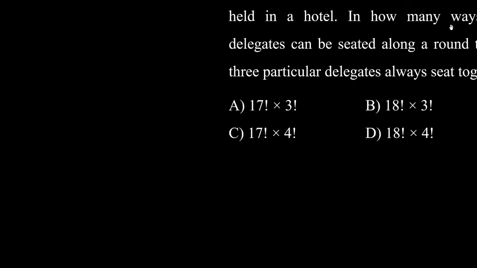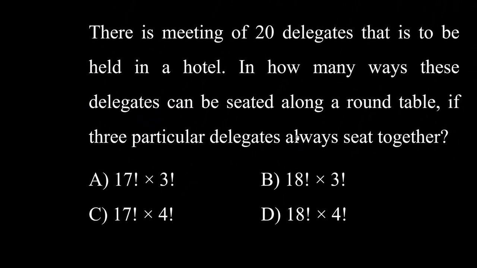Now, let me see how many of you can solve this question. There is a meeting of 20 delegates that is to be held in a hotel. In how many ways can these delegates be seated along a round table if three particular delegates always sit together? They have to be together, three people. Now, how many ways can you arrange them? Round table, they clearly mention.